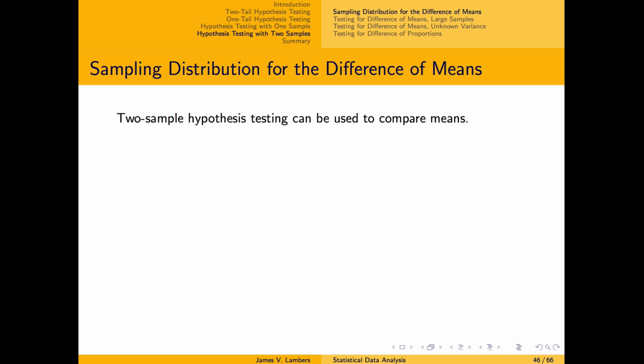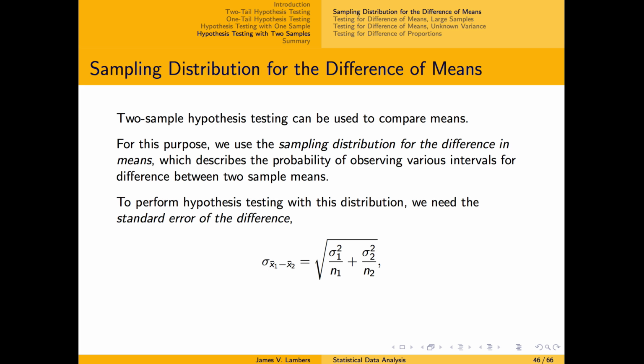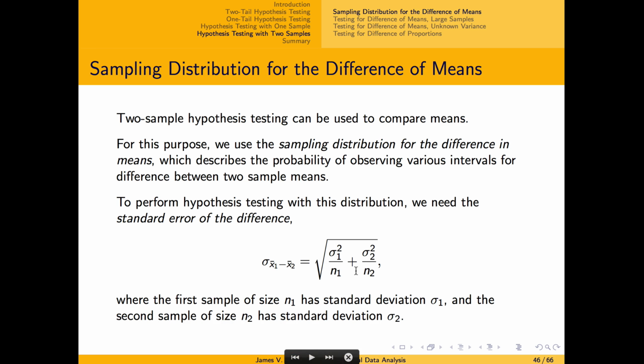First, we consider hypothesis tests that compare the means of two samples. This calls for a new sampling distribution, the sampling distribution for the difference of two means, which consists of probabilities of observing various gaps between sample means of characteristics of two different populations. To work with this sampling distribution, we need a standard deviation, which is the standard error of a difference. Note that the samples from the two populations do not have to be the same size, and that the standard deviations of both populations are needed to compute this standard error.